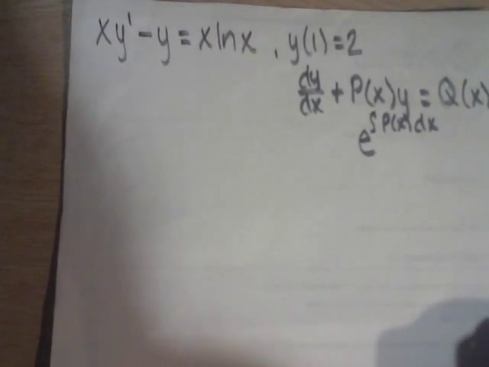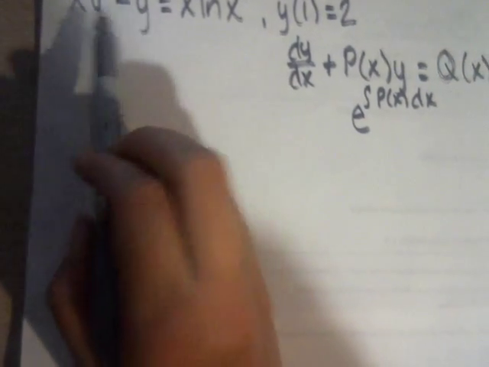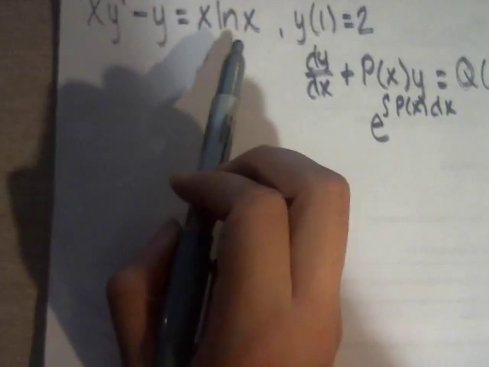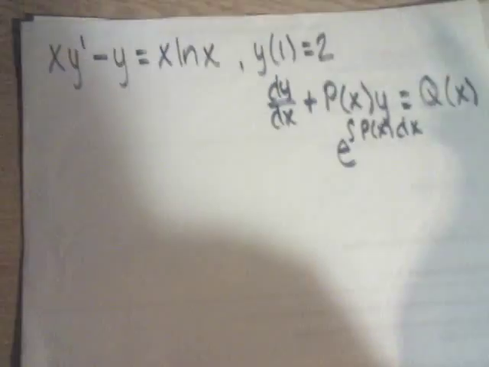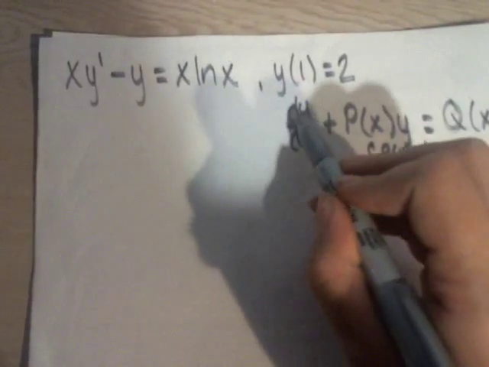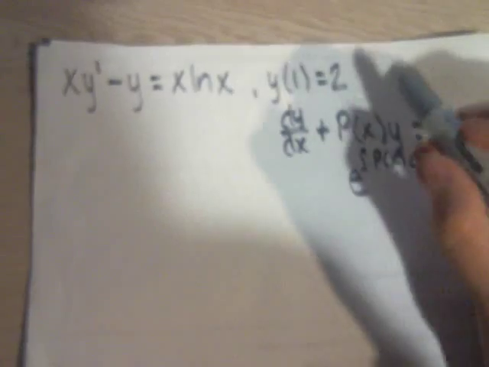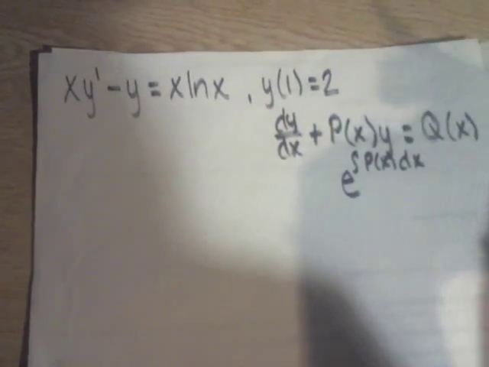Today we will be solving the linear differential equation initial value problem of x y prime minus y equals x ln of x. The initial value is y of 1 equals 2. To do this problem, we have to remember that the standard form of this equation is dy over dx plus some function of x times y equals another function of x.